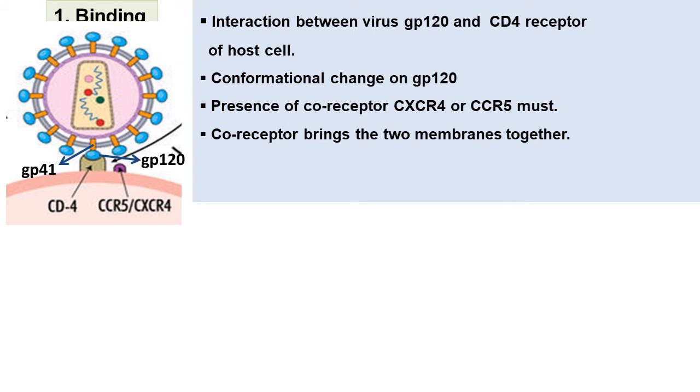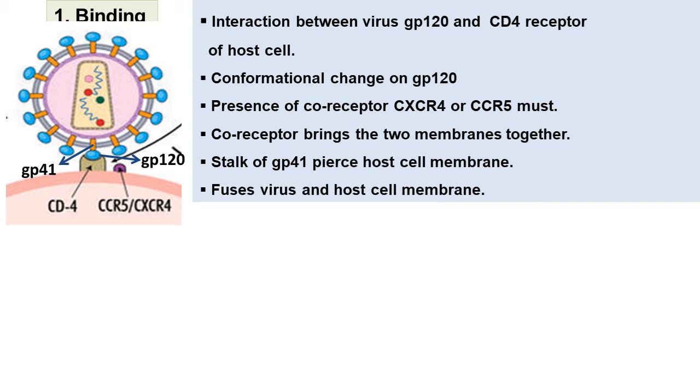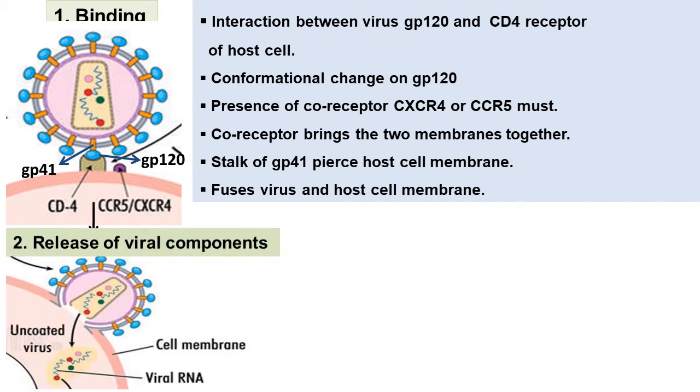In addition to CD4 receptor, there must also be the presence of co-receptor, which is CXCR4 in case of T cell and CCR5 in case of macrophage. The co-receptor brings the two membranes closer. As the two membranes come closer, the stalk of GP41 pierces through the host membrane and brings the two membranes so close together that they fuse.